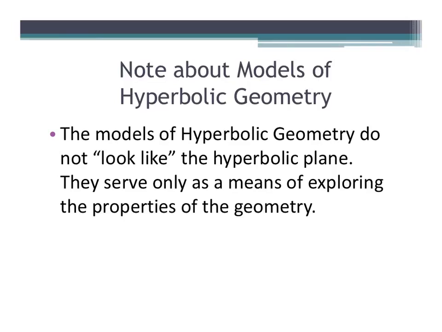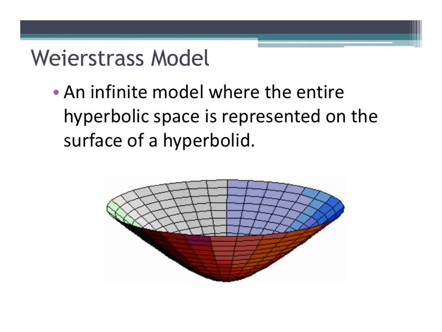Before we move on and talk about models of hyperbolic geometry, here's a quick note. The models of hyperbolic geometry do not look like the hyperbolic plane. They serve only as a means of exploring the properties of the geometry. So all of the properties of hyperbolic geometry are true in each model. They are just various ways of looking at and thinking about hyperbolic geometry. So let's take a look at the Weierstrass model.